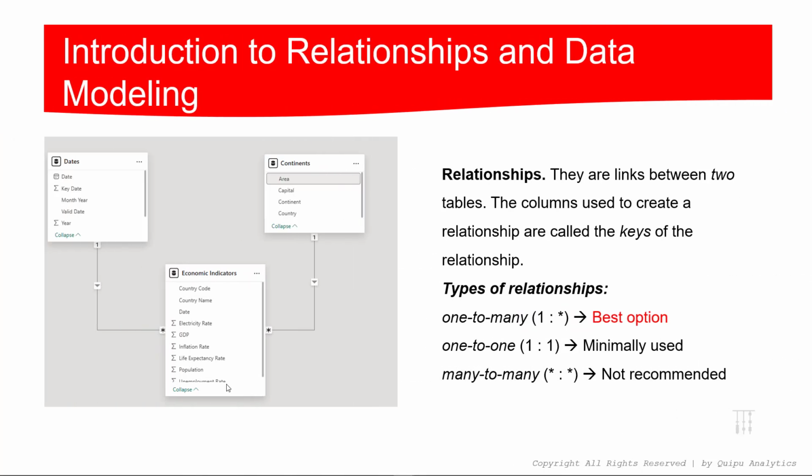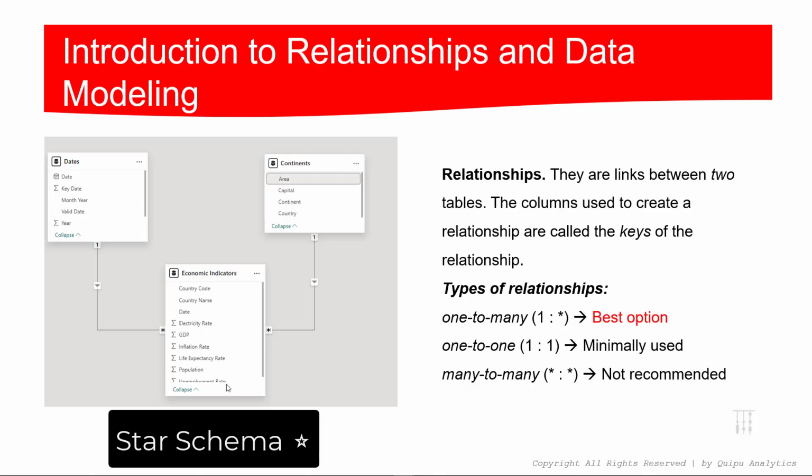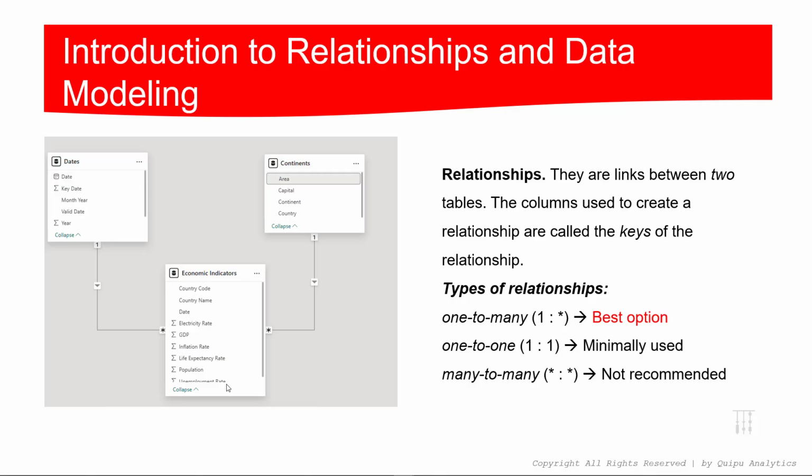So now let's go over the introduction to relationships and data modeling. This is really important as well, because the idea is that you will have a fact table in the middle and then dimension tables around it. You might be familiar with the star schema modeling concept. This is important because you're going to have relationships among these tables. At a high level, relationships, they are links between two tables. Like it says right here, there are different types of relationships: one-to-many, one-to-one, many-to-many. Please use one-to-many always. This is the best option, okay? Please keep that in mind.